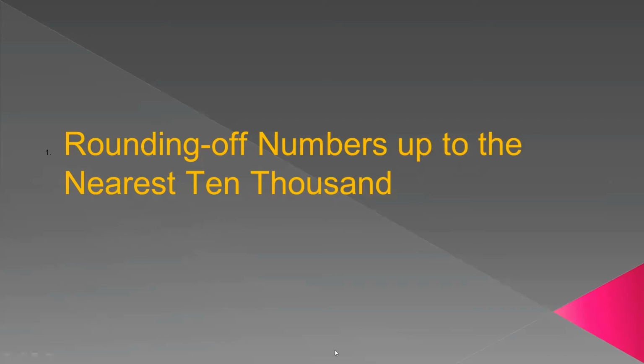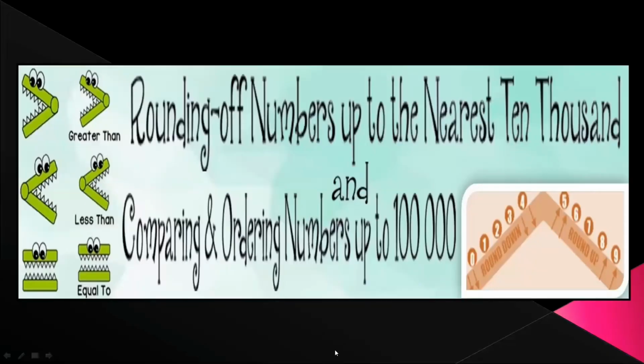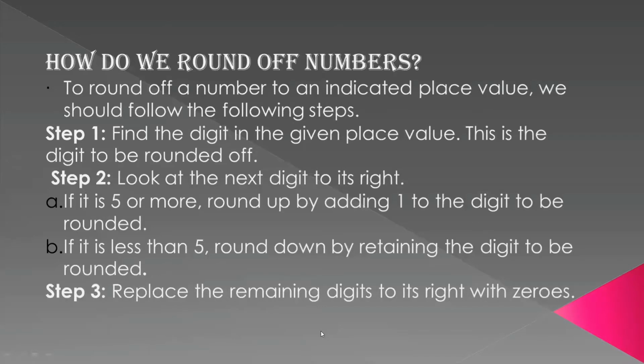Our lesson for today, we are going to round off numbers up to the nearest 10,000. In our lesson, it is rounding off numbers and also comparing and ordering numbers. But for this video, we are going to round off numbers up to the nearest 10,000. And for the next video, we will be comparing and ordering numbers up to 100,000. So for today's lesson, how are we going to round off numbers?